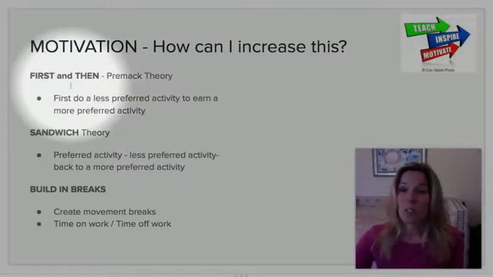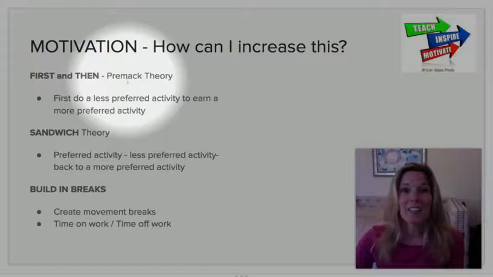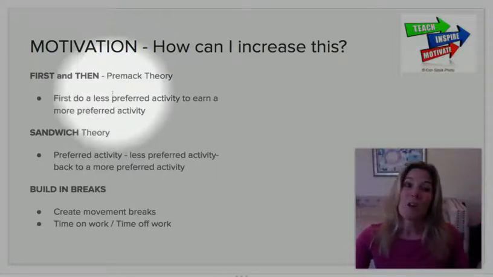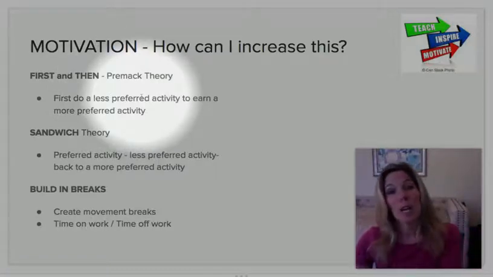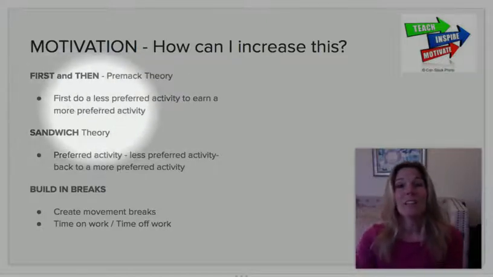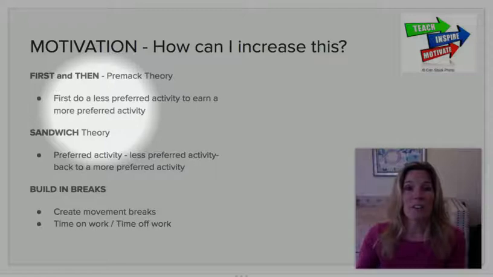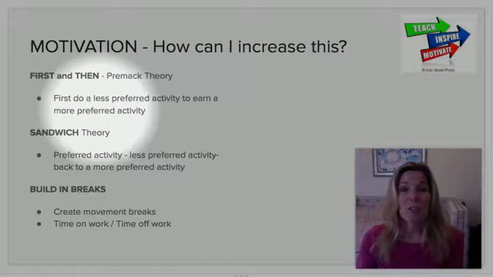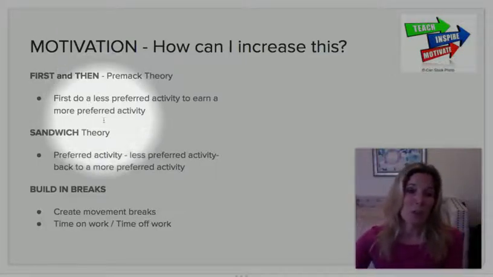The first thing that I wanted to talk to you about was first and then. This is a Premack theory. It's when we say, first, you're going to do a less preferred activity to earn a more preferred activity. So first, we're going to do our writing assignment, and then you can have access to your comic book, something that's going to be a little bit more enjoyable for them, something that's considered a reinforcer for them to be motivated to do the work.